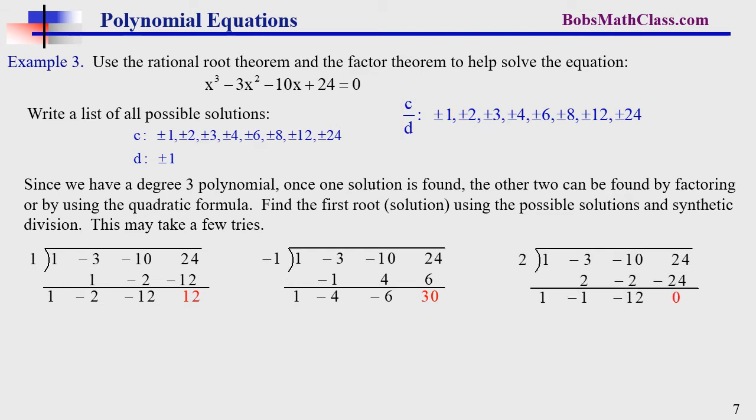Yeah, that one works because we got a remainder of 0. Okay, so if you're able to use your calculator, 2 would be one of the solutions. That just helps you decide. Don't waste time doing this synthetic division with 1 and negative 1. Go right to 2.